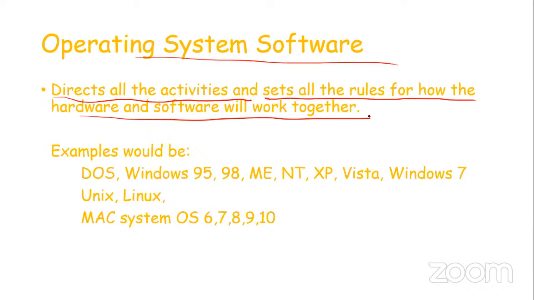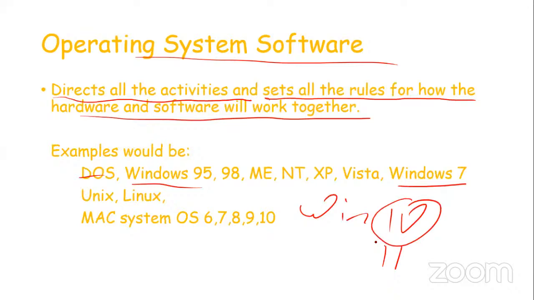So examples will be like Windows 7, that's an operating system. DOS, it's an operating system. Windows 95. Right now, we are using Windows. There's Windows 10 and Windows 11. Most of you will be using Windows 10, and some of you will be using Windows 11. All of those are operating systems. They tell the hardware how to work. They contain all the rules and direct all the activities within your computer. Without it, your computer will not work.